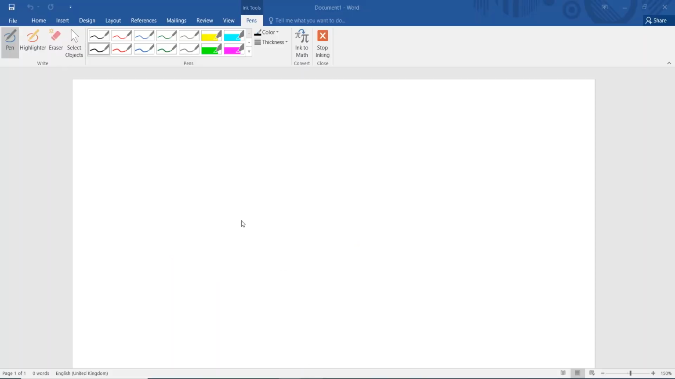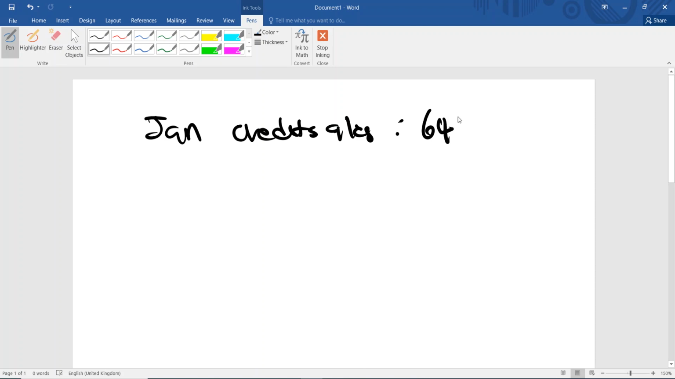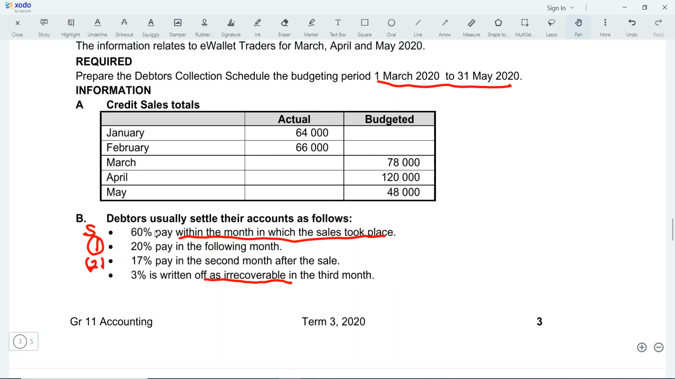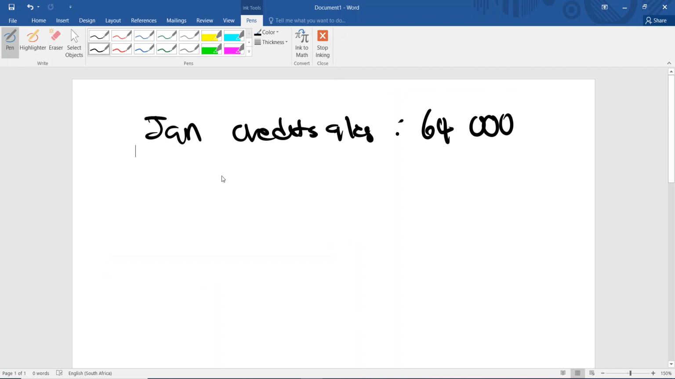For January, our credit sales are 64,000. Now remember, they gave us the policy for us to understand how these people are going to pay. They said 60% of these people will pay in the same month, but remember, we are doing our budgeting. The period that we are working on is March to May. So meaning that for January, the collection of the same month will not happen.